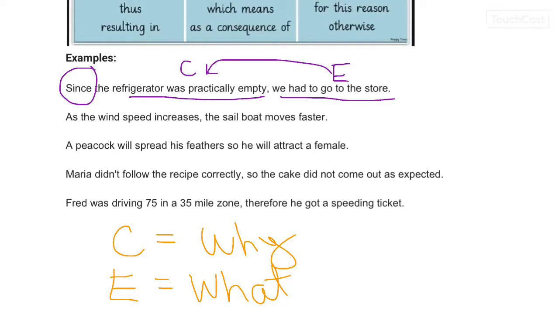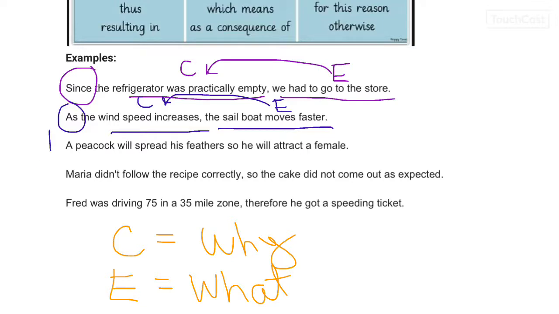So let's try the next one. As the wind speed increases, the sailboat moves faster. The key word here is as. And what happened? The boat moved faster. Why did the boat move faster? Well, the wind increased. Okay, that makes sense. It would not be able to be flipped. We cannot say what happened, the wind increased because the sailboat moved faster. No, the boat needs the wind to move.